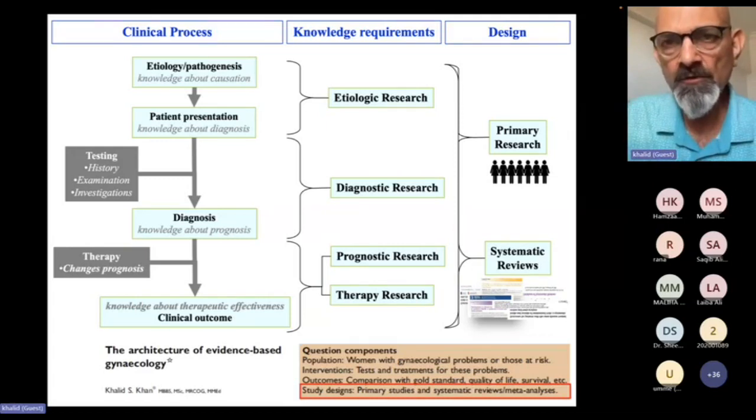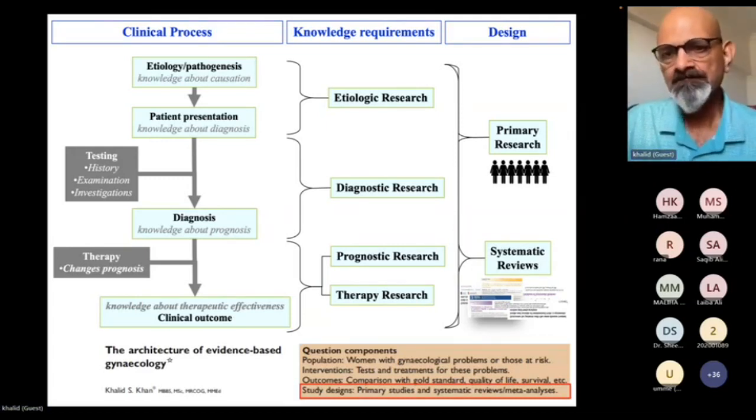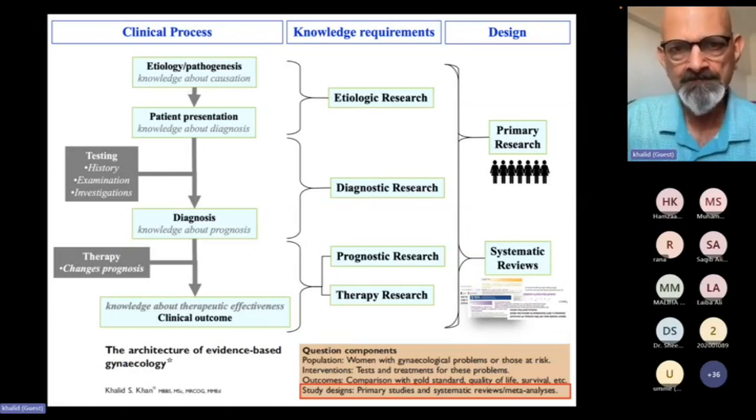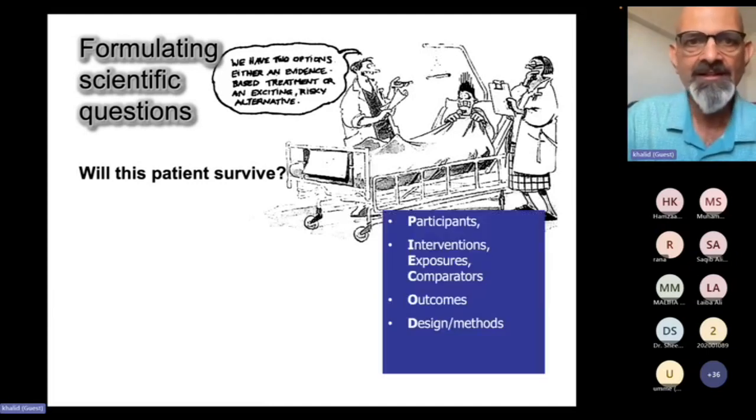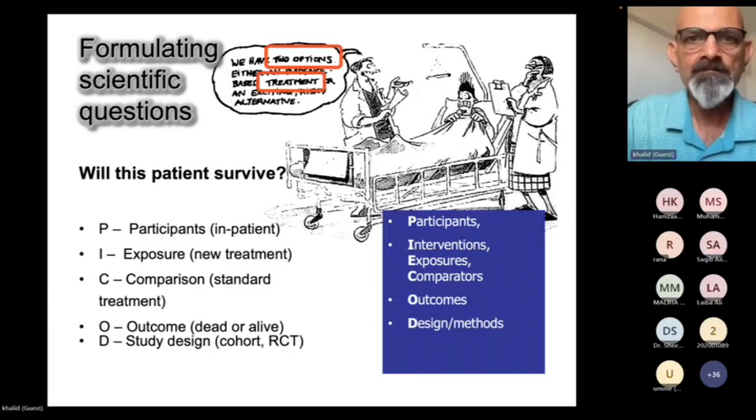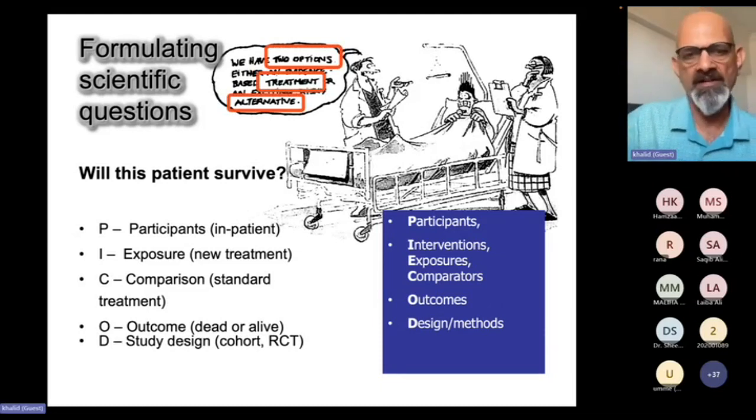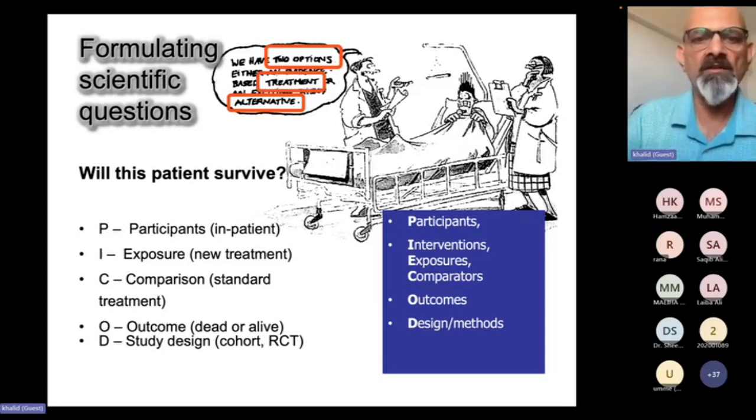The typical approach to framing clinical question can be put within this context. So, for example, if the question concerning prognosis or therapy is that whether this patient will survive, then we can say that there are two options, an existing treatment or a new alternative. And through a study of a cohort design or a randomized control design, we can determine whether people receiving the new treatment or the standard treatment survive more often.